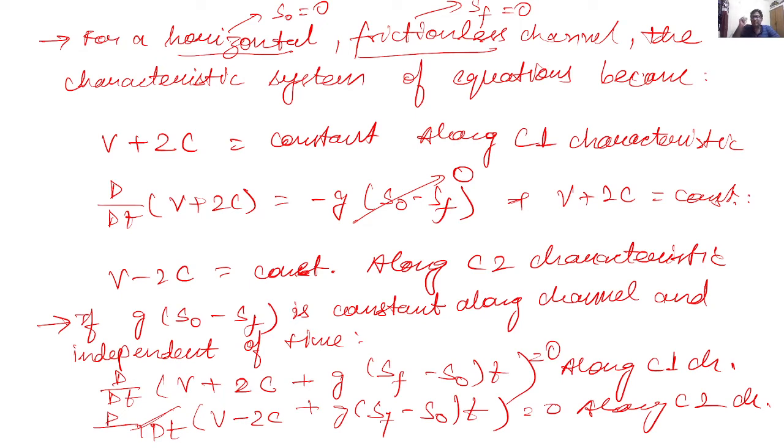The first case just cancels out the right hand term expression, and the second case is the one in which we assume that the right hand term expression, g times S naught minus Sf, exists but is independent of time. Why? So that we can enter it into the differential D by Dt. But it is also constant, so to enter it into the differential we multiply it with t, because the differential D by Dt of g times Sf minus S naught into t is nothing but g times Sf minus S naught. That is why we multiplied it with t in both equations. Okay, let's move to the next part.